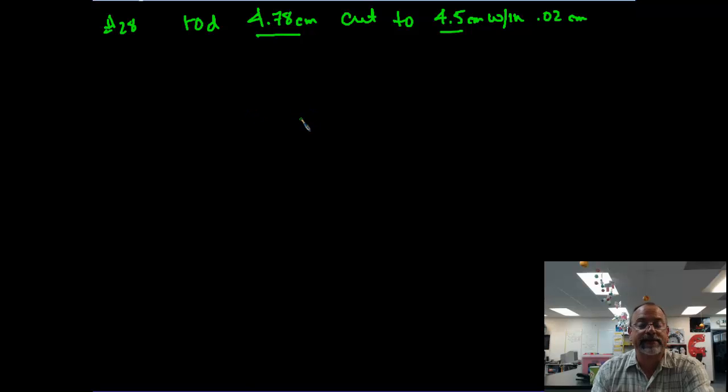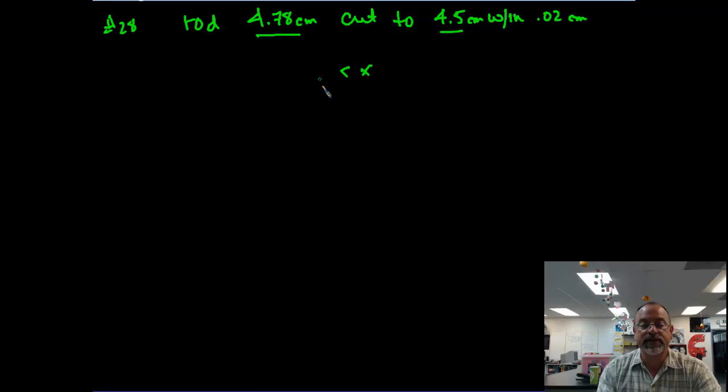This is number 28. I'm given a metal rod that's 4.78 centimeters, and I need to cut it down to 4.5. Now, I can cut it to 4.5 as long as I stay within 0.02 centimeters either way. That means I can cut it 4.5 plus 0.02, a little bit over 4.5, or a little bit under. So what would that be? So I need to cut 4.5. What's the maximum, or the longest it could be? I would add the tolerance to that.